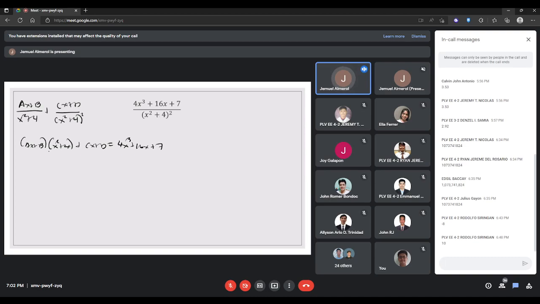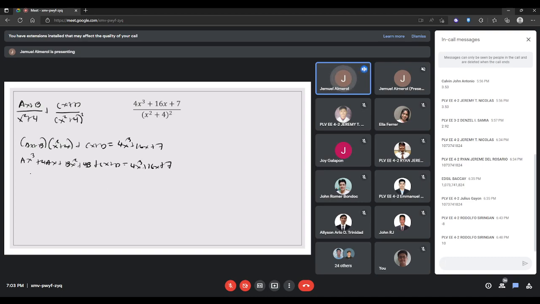Obviously, hindi natin magagamit yung ating zeros or roots kasi notice, imaginary. So instead, pwede natin expand. So magiging siyang ax cubed plus 4ax plus bx squared plus 4b. Ayan, kita na. Plus cx plus d equal to 4x cubed plus 16x plus 7.